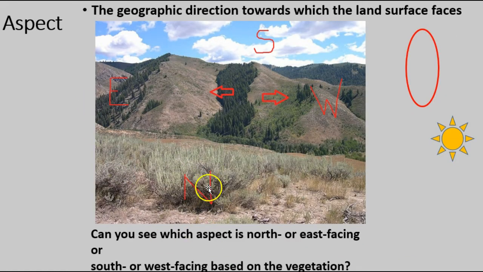So this is the north here. One sec. So we have north, east, south, west, okay? So when we look at this slope, we're saying this slope is facing to the west. And this slope here is facing to the south. This forest is facing to the east. And this forest back here is facing to the north. Why do they have different vegetation patterns?